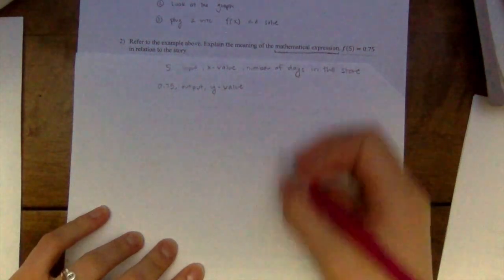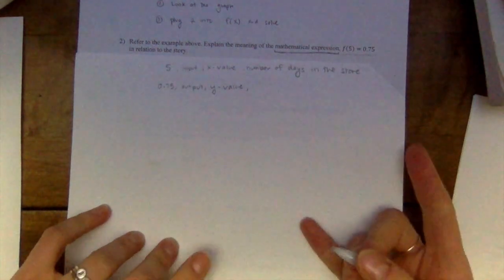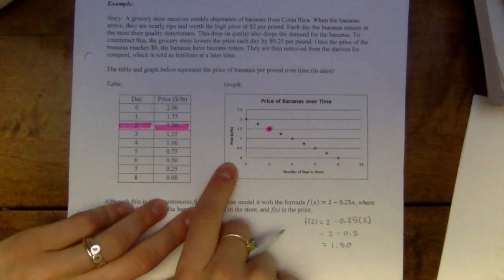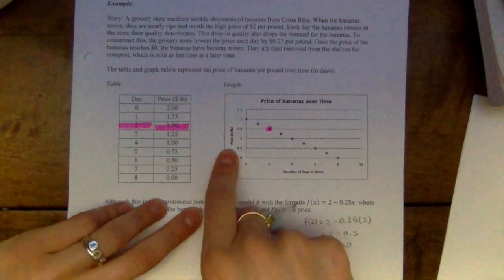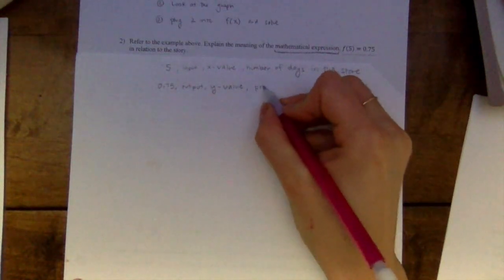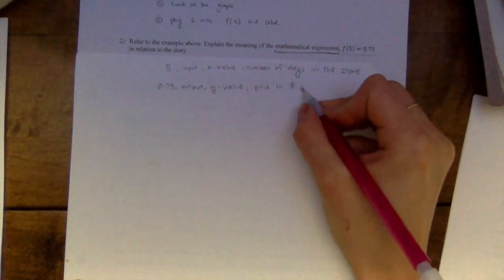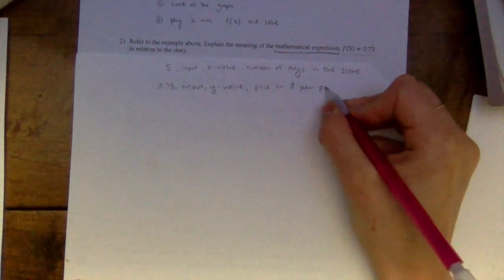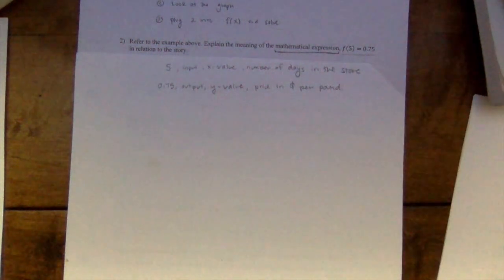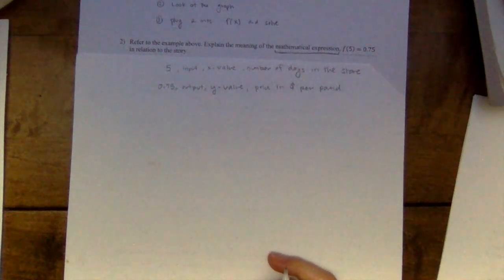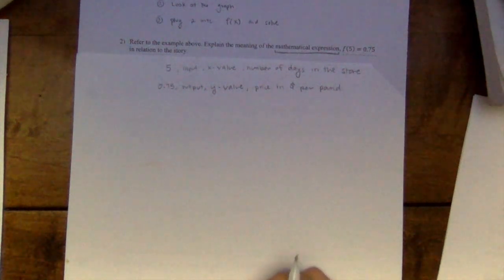So let's go find the unit 0.5 what in relation to this problem. So if we flip back to the front, the unit on the y-axis is price in dollars per pound. Okay, so we have all of the information. Let's put it together in one nicely worded English sentence.